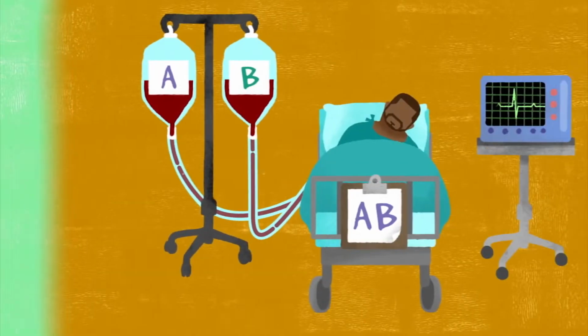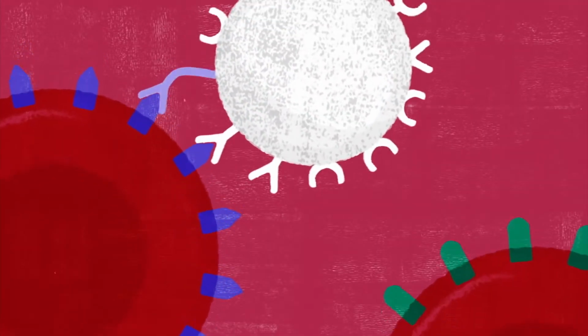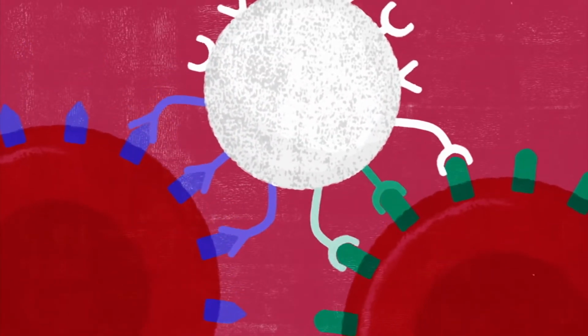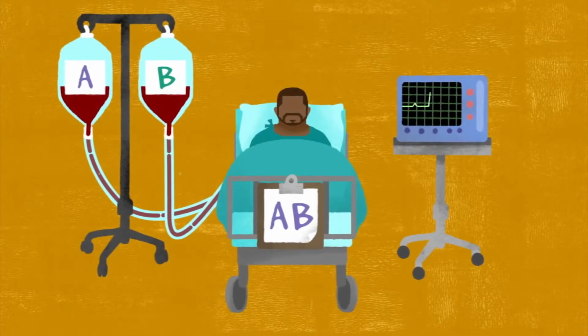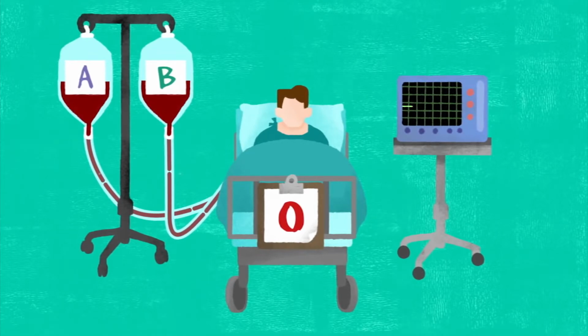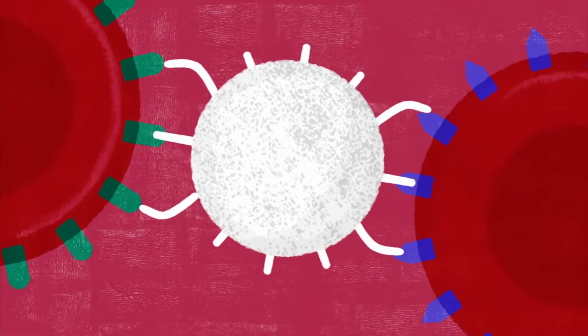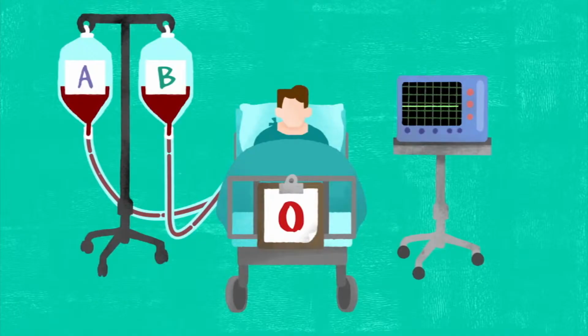But because people with type AB blood produce both A and B antigens, they don't make antibodies against them, so they will recognize either as safe, making them universal recipients. On the other hand, people with blood type O do not produce either antigen, which makes them universal donors, but will cause their immune system to make antibodies that reject any other blood type.